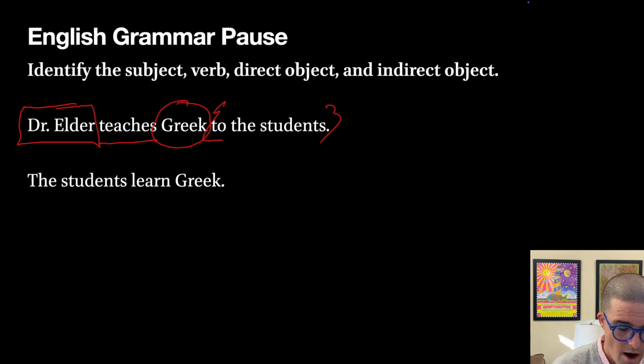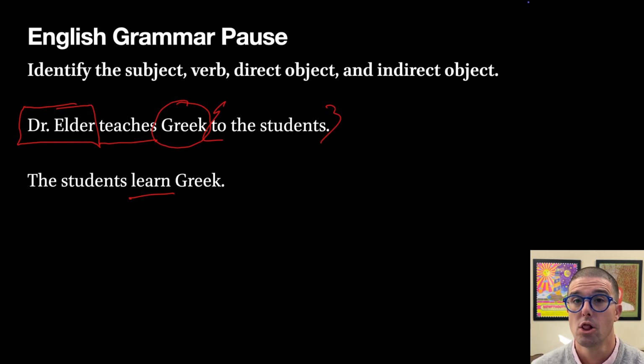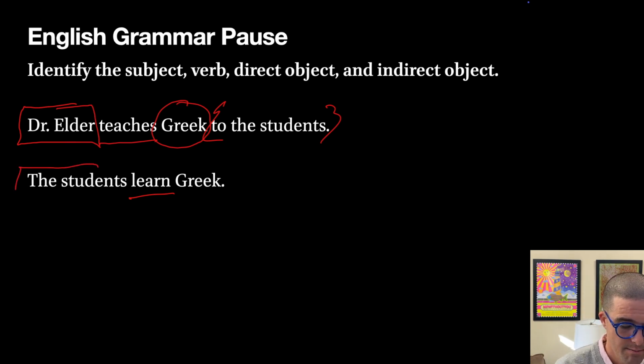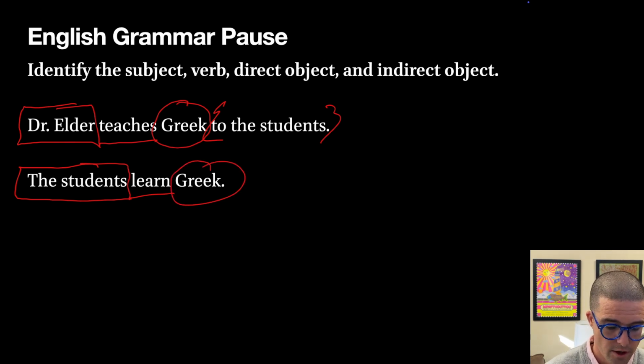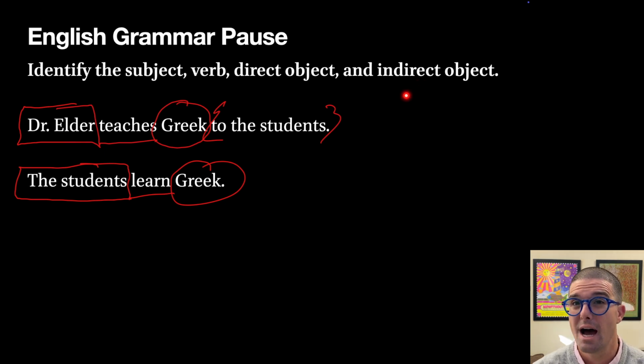All right, so our verb, the first thing that I suggest we find, is learn. Again, a present tense verb here. And the ones doing the action of that learning, the subject of the verb, is the students. And the thing that they are learning, the direct object, is Greek. So notice here, there is no indirect object. Sentences do not necessarily have to have an indirect object. And in fact, they do not necessarily have to have a direct object.